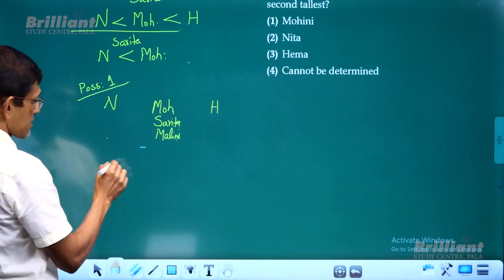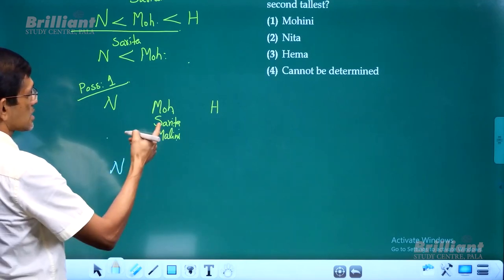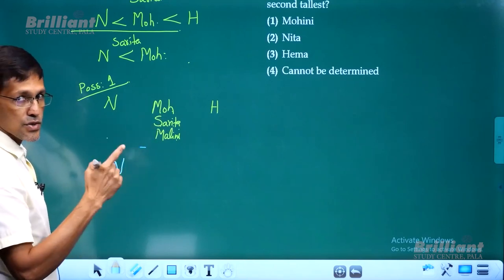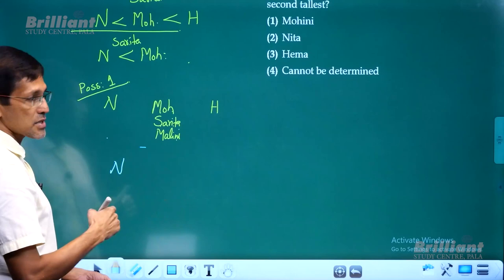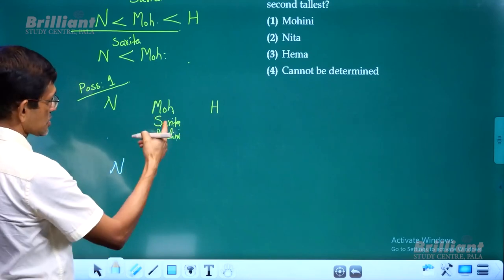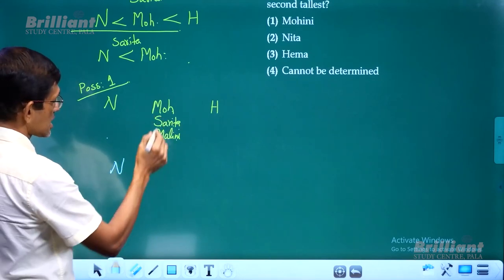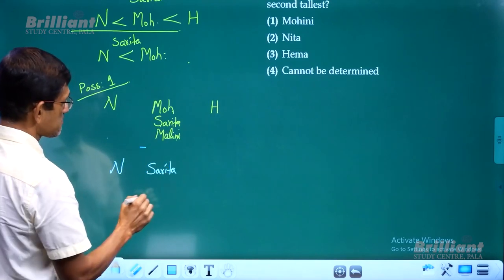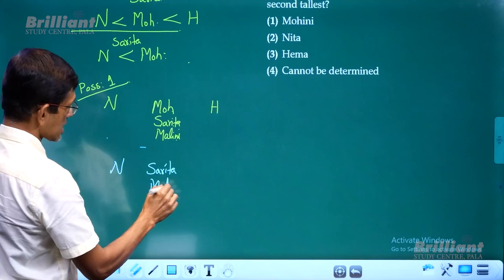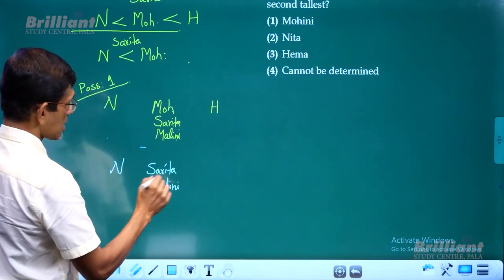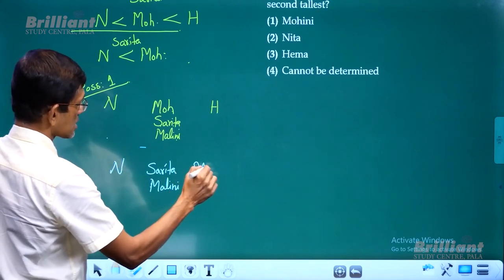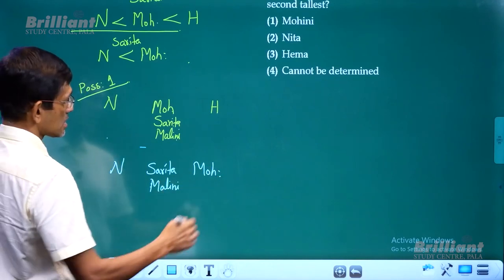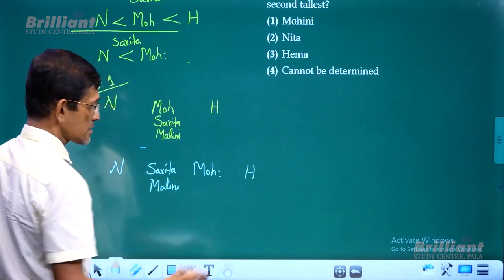Second possibility, we have Nita. Then Mohini is not shorter than Sarita, but Sarita can be shorter than Mohini. So Mohini and Sarita have the same height. Now, Sarita is shorter than Mohini. Sarita is shorter than Mohini. And Sarita and Malini have the same height. And Mohini is taller than Sarita and Malini, right? Then this is Hema.